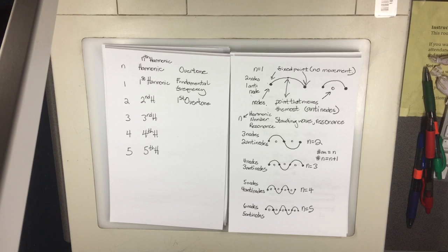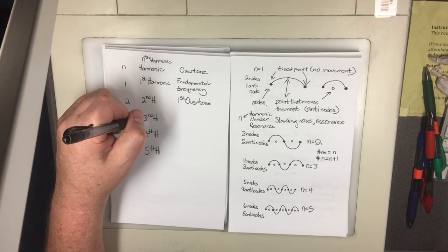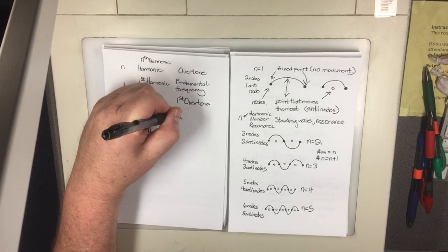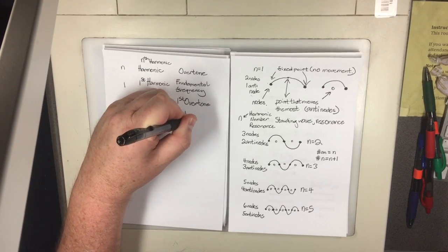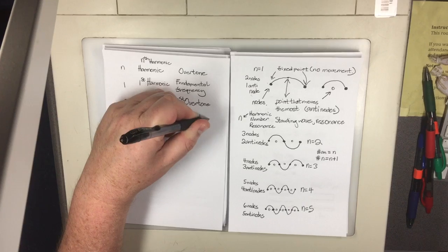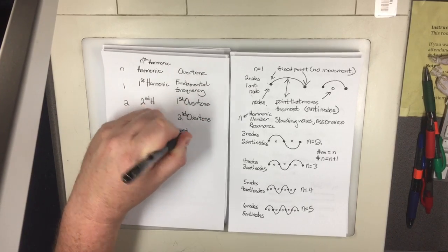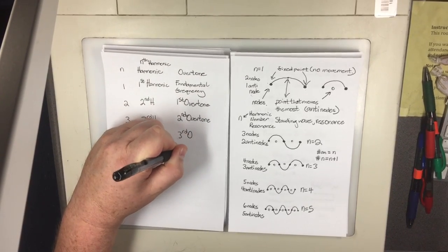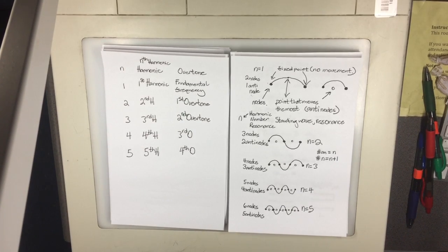The first overtone is the first resonant frequency above the fundamental frequency. The third harmonic is the second overtone. And then third overtone, and then fourth overtone. So these naming conventions are pretty easy once you figure it out.